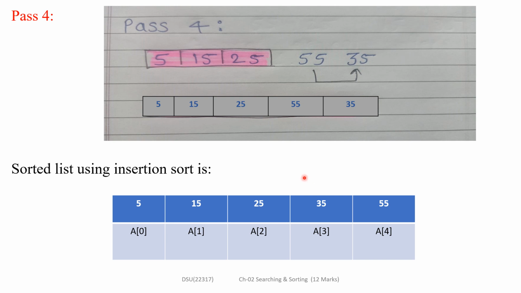If there are 6 elements, then the number of passes required is 5. We have to remember that the number of passes will be n-1, and the number of comparisons in each pass is n-1, n-2, n-3. Means for pass 1 there is n-1, for pass 2 there is n-2, like this. Okay.